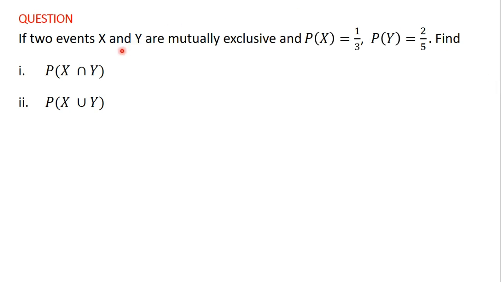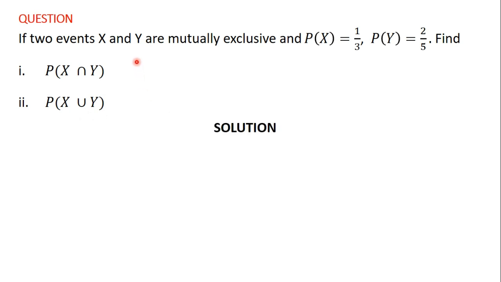Let's try another example. If two events x and y are mutually exclusive and probability of x is equal to 1 divided by 3, probability of y is equal to 2 divided by 5, find I, probability of x intersection y, and II, probability of x union y.